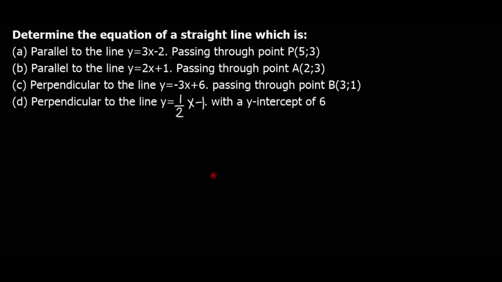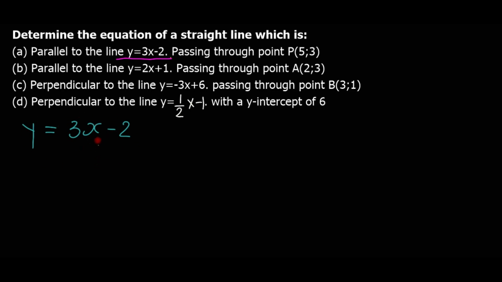And then what about this question? This question here: determine the equation of a straight line which is parallel to the line y equals to 3x minus 2. We want to write an equation that is parallel to this line here, y is equals to 3x minus 2. What you should know is that we want the equation here, a certain line parallel to this one. This is not the equation we want.